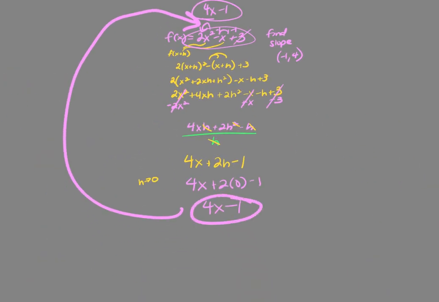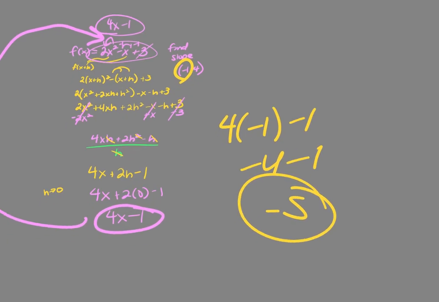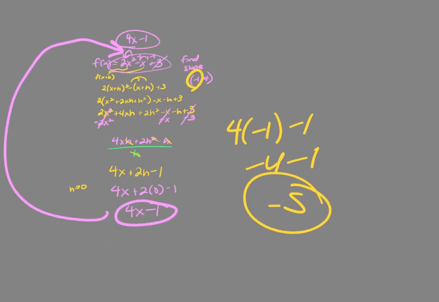You have to have the work. That's why I'm making you do it on paper. You have to have the work to get the credit for this question, but you could check it with the other method. Then I'm going to take and plug in the x value on my coordinate point. So 4 times negative 1 minus 1 is negative 4 minus 1. Negative 5 is the slope of this function at that point.